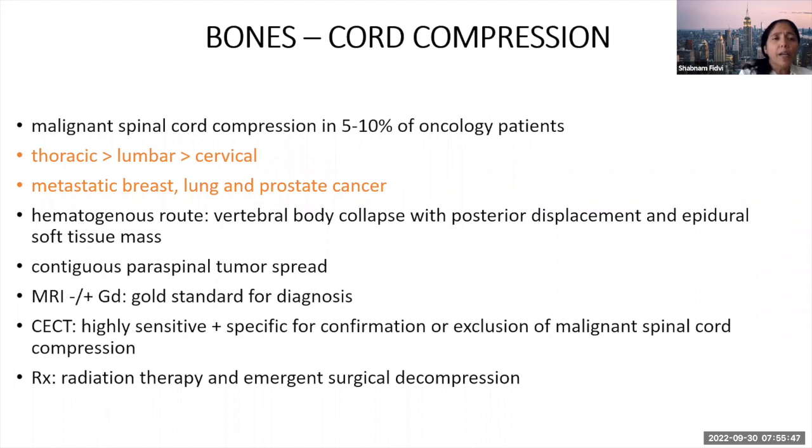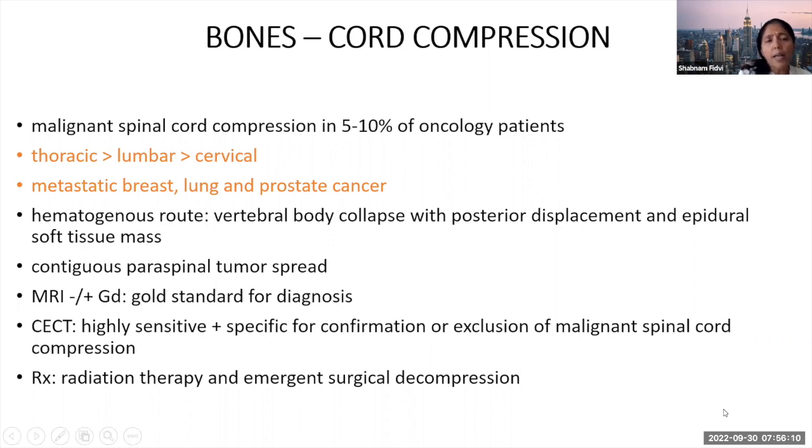Malignant spinal cord compression can occur in up to 5 to 10% of oncology patients. The incidence is higher in the thoracic spine as compared to the lumbar spine, as compared to the cervical spine. Cancers that can cause malignant cord compression include metastatic breast, lung, and prostate cancer. And bony involvement can be either due to hematogenous spread or contiguous spinal tumor spread.